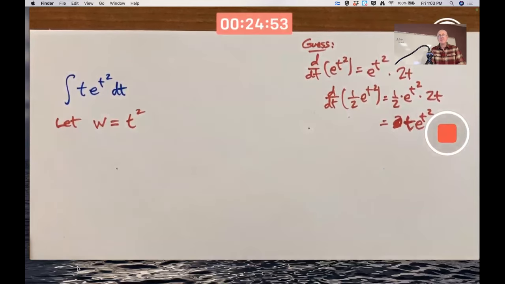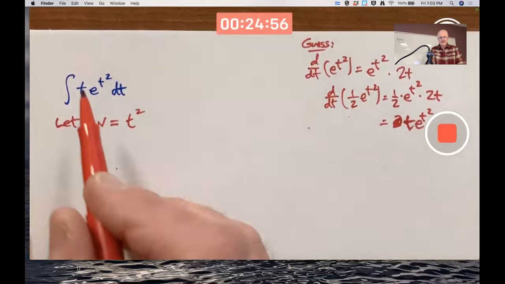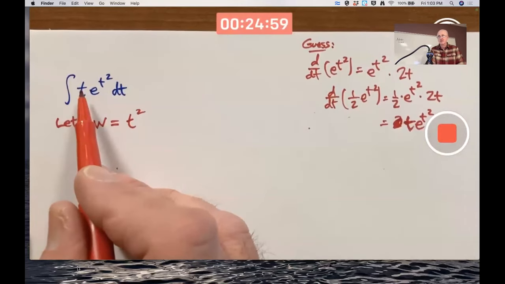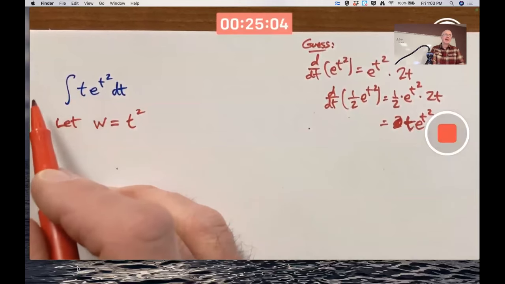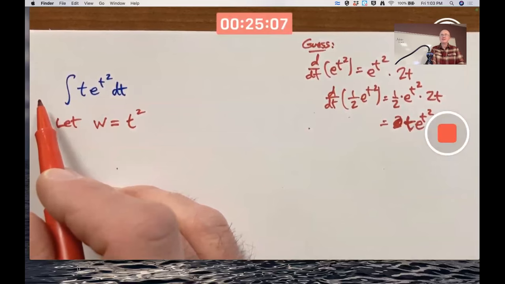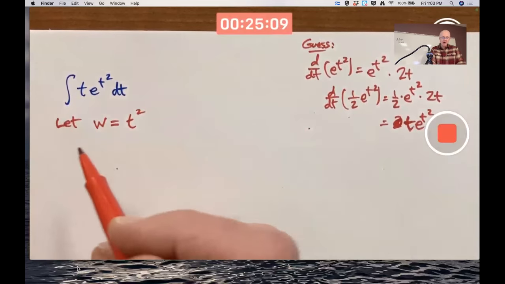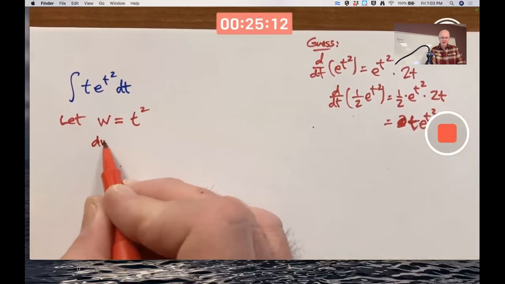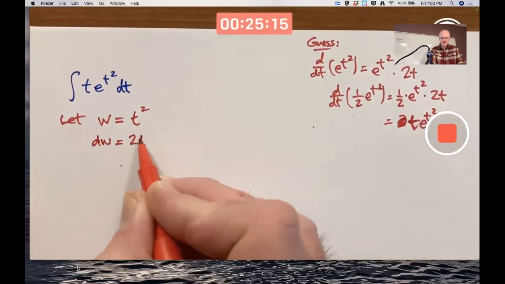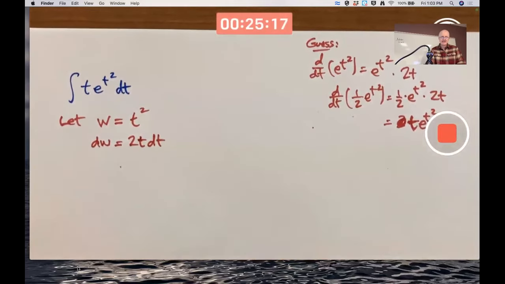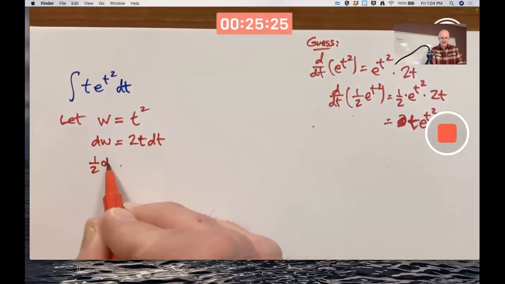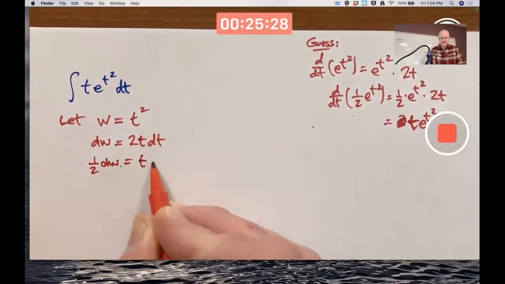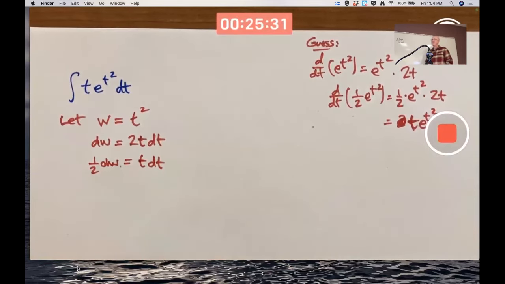There's a couple ways that can be compensated for. One is I could put a 2 in there. But if I do that, I also have to put a 1/2 in there and maybe bring the 1/2 out in front. And that's a fine way to do it. You also, after solving for dw in terms of dt, in this case getting 2t dt, you could multiply both sides of this by a 1/2. And that would mean you replace t dt with 1/2 dw.